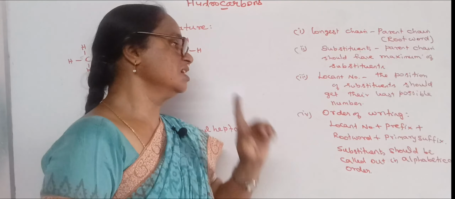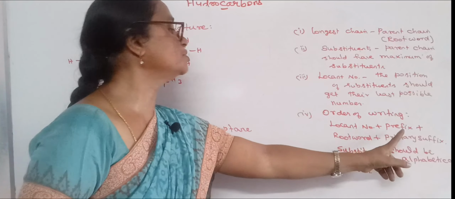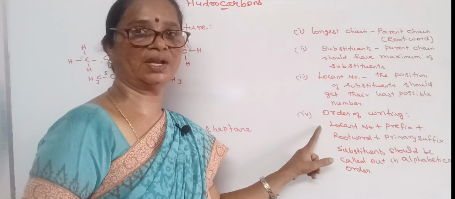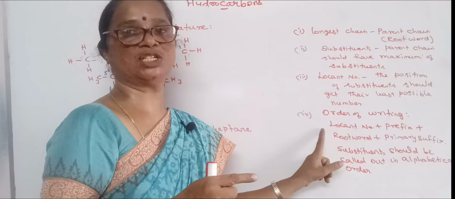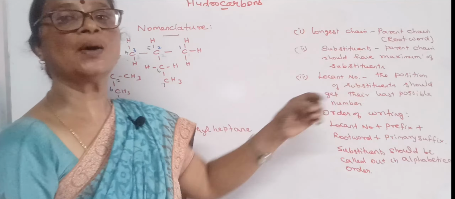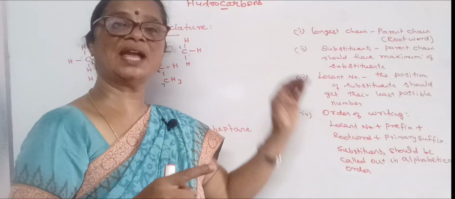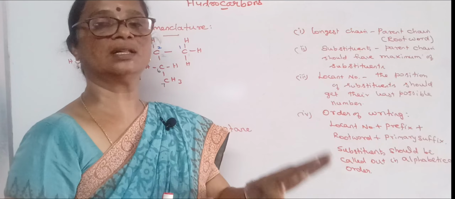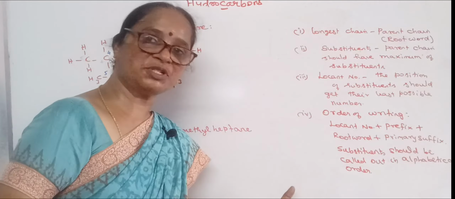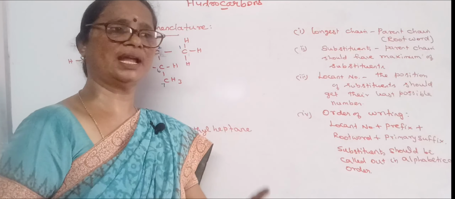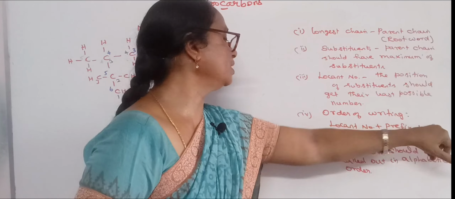How do we have to write it? First of all, if the parent chain has any substituent, that substituent's locant number should be given. If the locant number repeats for the same substituent, you have to put a comma between them. And then the prefix: if you have the same alkyl group more than one time, then you have to count di, tri like that. If the substituent is present only one time, you can take only that alkyl group name as such. And then you have to go with the root word.